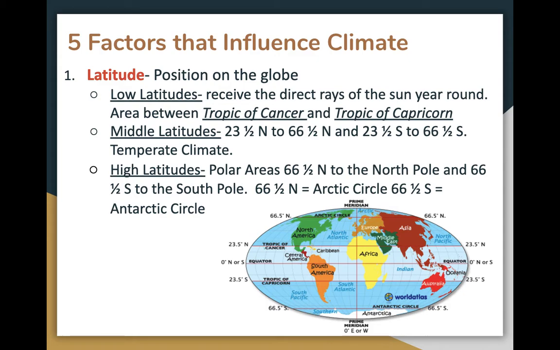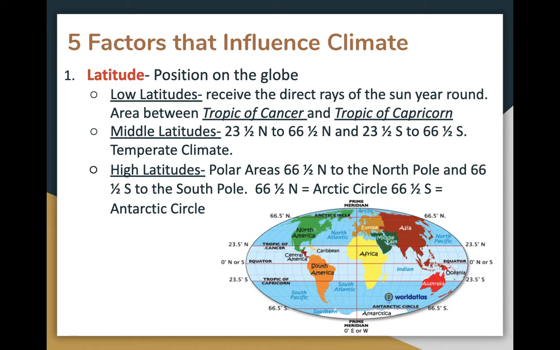Okay, so 5 factors that influence climate. You're going to need to highlight each of these factors. So one is latitude. That's basically how far away you are from the equator. So the farther away, the colder your climate's going to be.